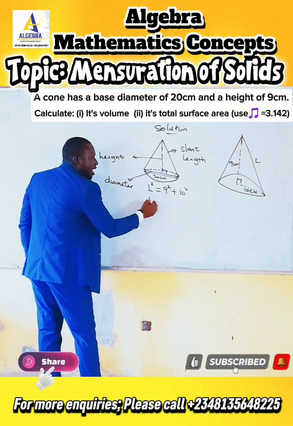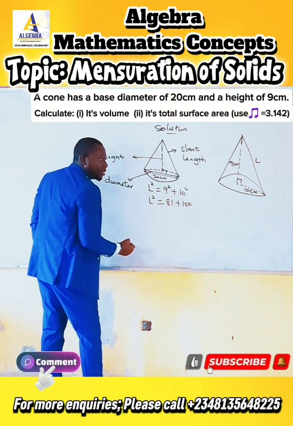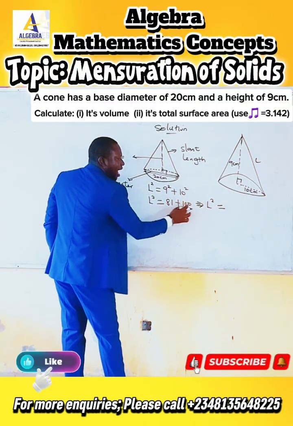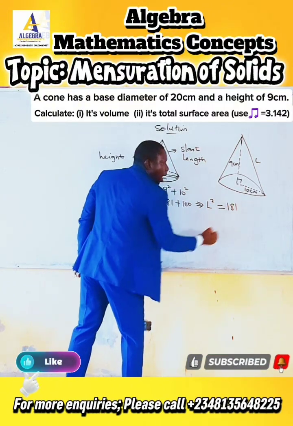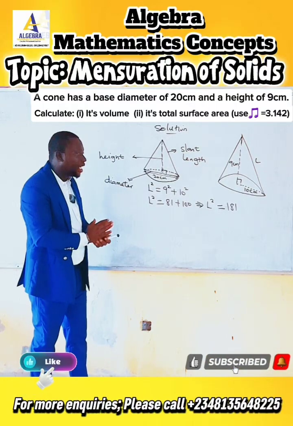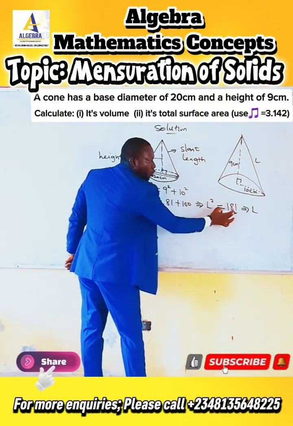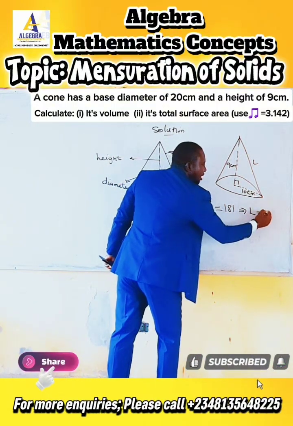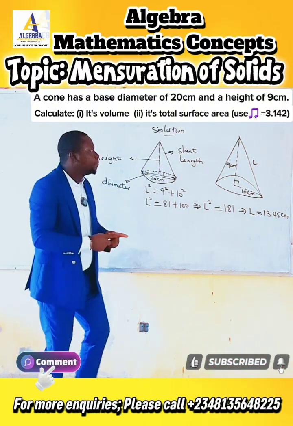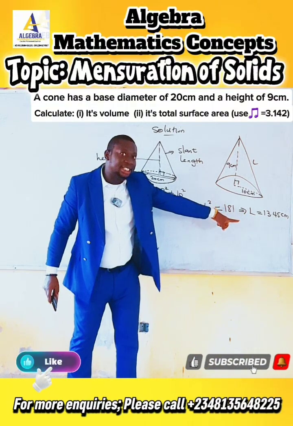L square equals 81 plus 100, which gives 181. To get L, I take the square root of both sides. L is 13.45 centimeter. So the slant length of the cone is 13.45 centimeter.